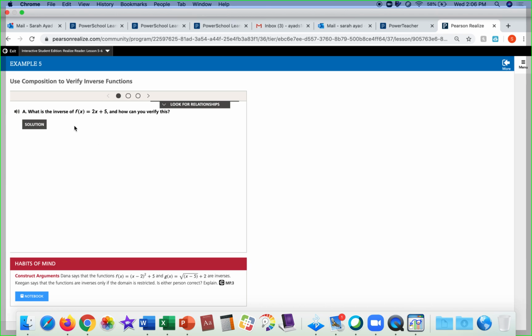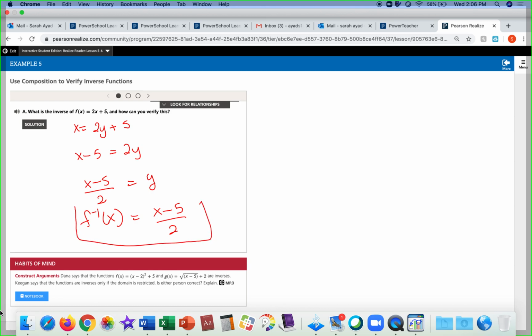So first step to finding inverse, again, we switch x and y, we solve for y. So I'm going to subtract 5, divide by 2. Okay, so this represents the inverse. You could have written it as 1/2 x minus 5 over 2 as well, right? That's equivalent.